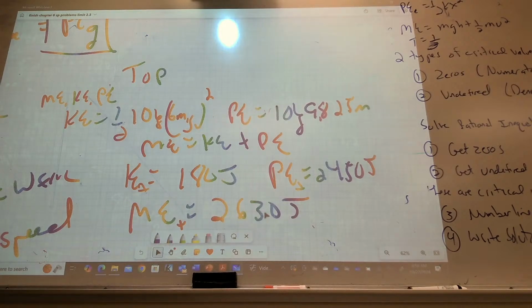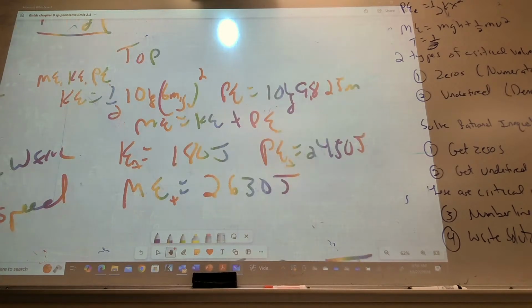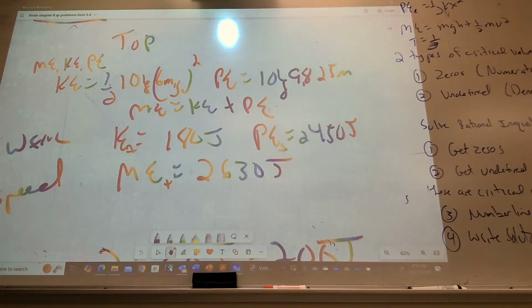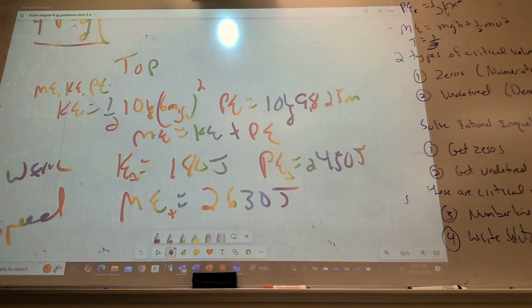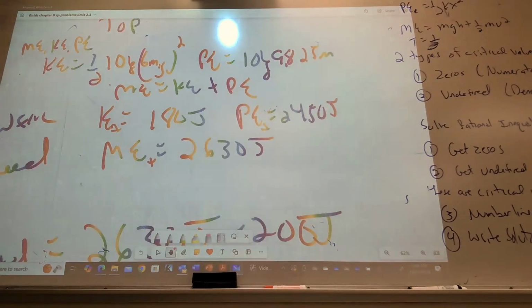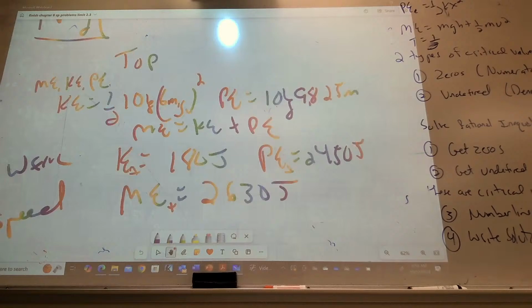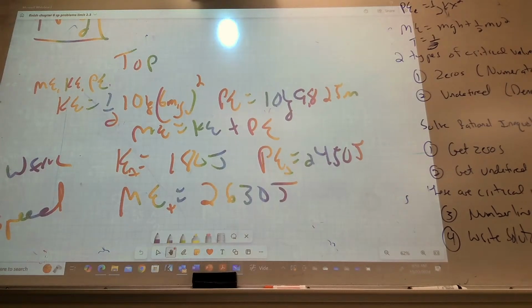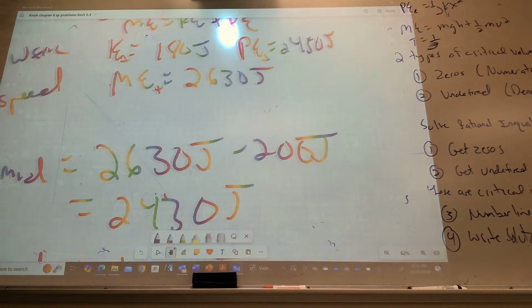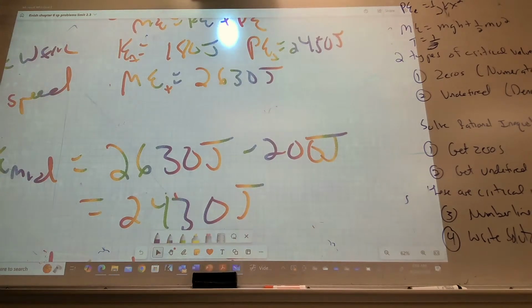Okay, so we're subtracting our work done by friction to get our mechanical energy in the middle. Lincoln, what's that going to be? In the middle, it is 2,630. That's at the top. Oh, well, I was looking for 2,430. Good. We get 2,430 for our mechanical energy in the middle.